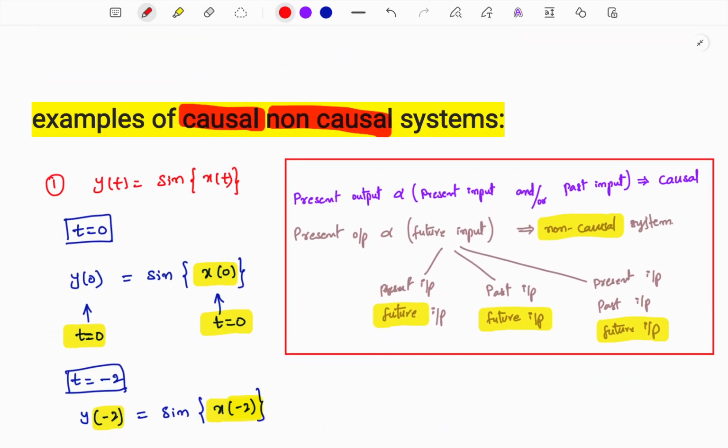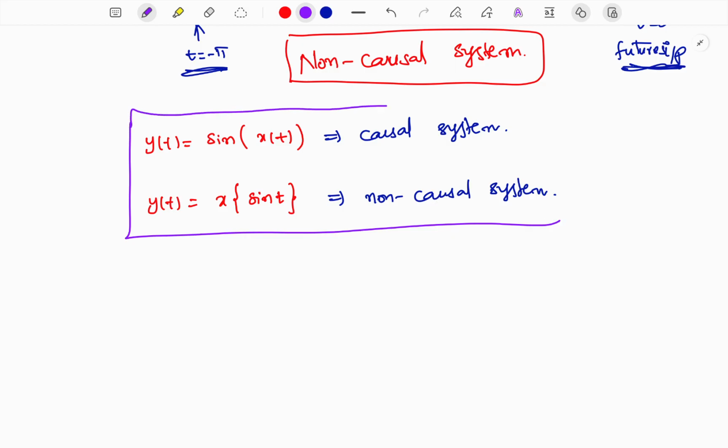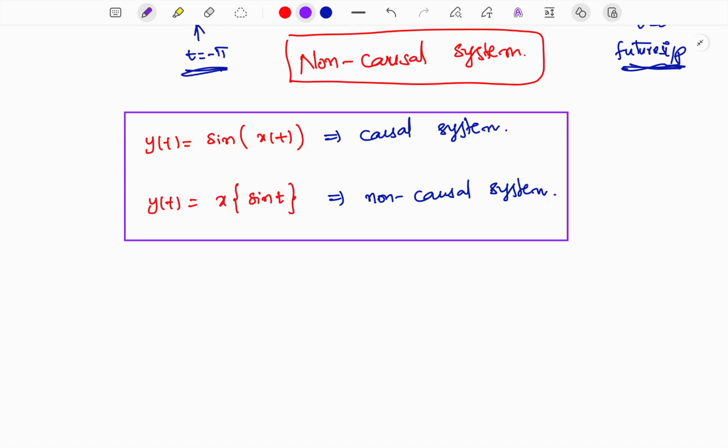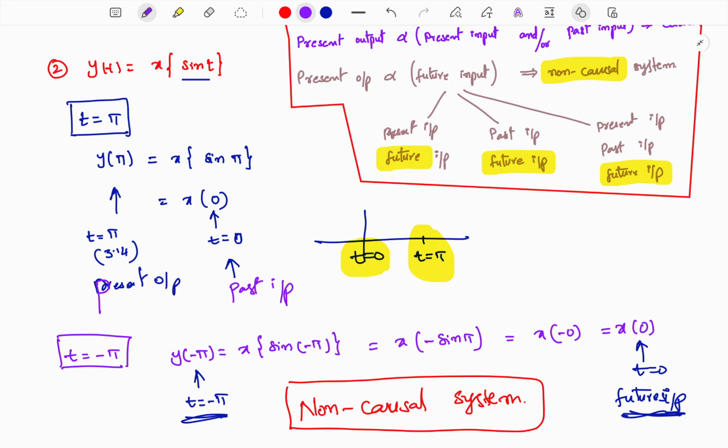By observing these two examples, we can conclude that y(t) = sin(x(t)) is a causal system, whereas x(sin t) is a non-causal system. Remember these two. From now onwards, we will see the questions in a speedy manner, by checking only whether the system is causal or non-causal, not at all the time instances.